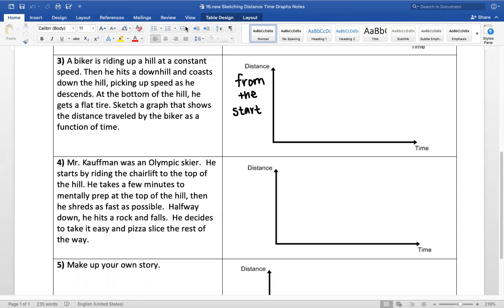All right, hopefully you drew the biker scenario. If not, you can pause it and do that real quick. But let's go over this one. A biker is riding up a hill at a constant speed. He then hits a downhill and coasts down the hill, picking up speed as he descends. At the bottom of the hill, he gets a flat tire.